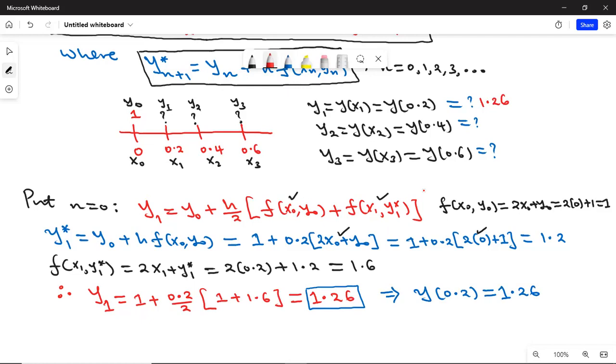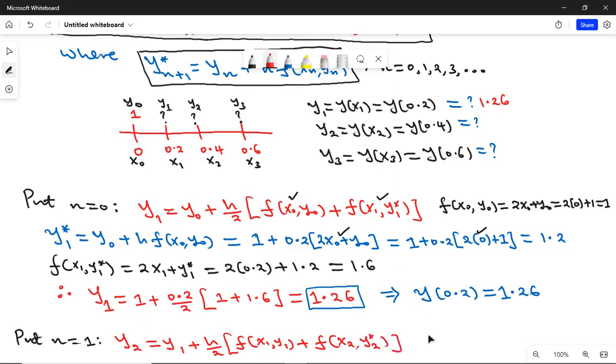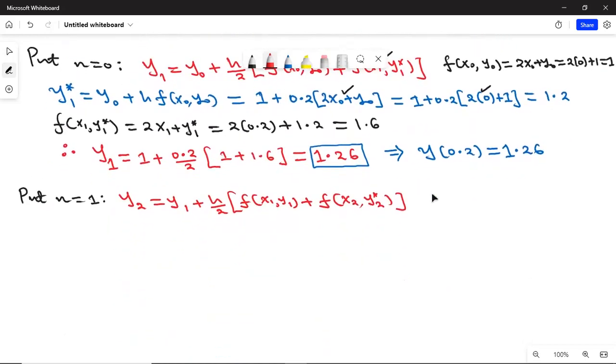Now, how do we get y2? We now put n is equal to 1. Of course, in the iterative formula, now that will give us y2 is equal to y1 plus h over 2 into f of x1, y1 plus f of x2, y2 star. So we need to find y2 star, but before we find y2 star, let's find f of x1, y1.